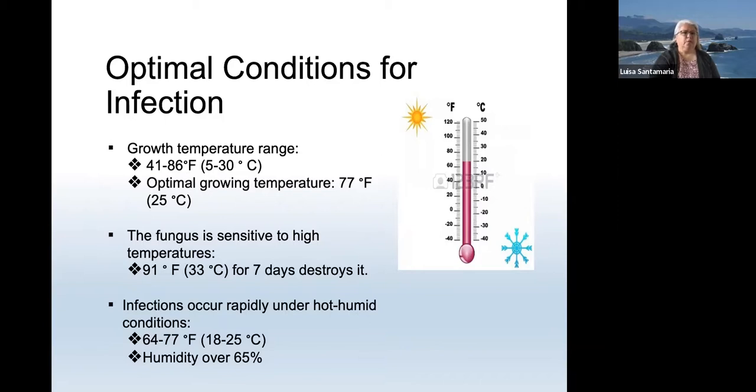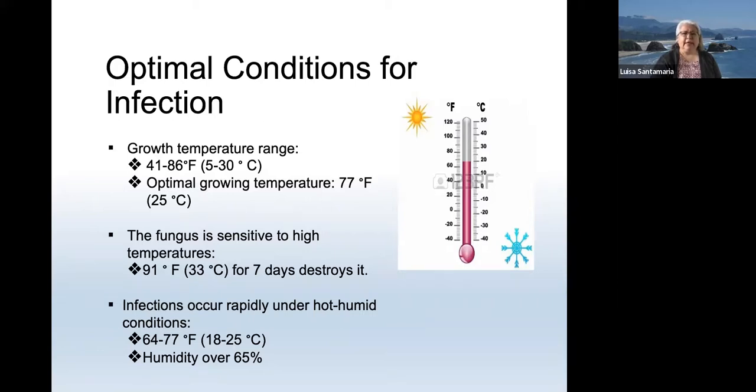The best temperature for these pathogens to grow is 77 Fahrenheit or 25 centigrade, but they could grow between 5 to 30 centigrade. So it has a range of temperature that is not bad, 5 to 30, right? With 25 being the optimal. But some studies have identified that high temperatures like 33 centigrade for 7 days will completely destroy the pathogens.